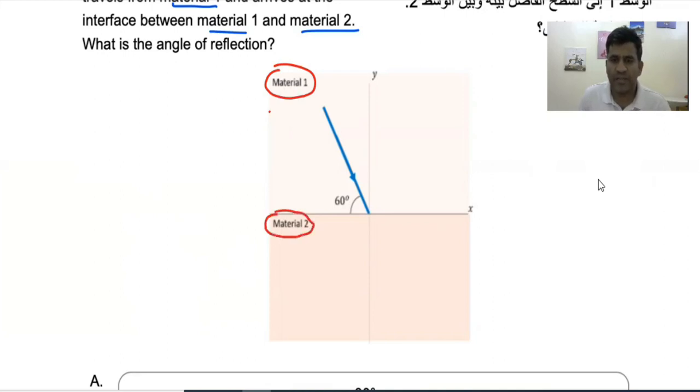When it hits the boundary of materials 1 and 2, the point where it hits, the line there is said to be the normal. This is the y-axis which has been represented here, it is called the normal. Now what is the angle of reflection? As I said, when the light ray hits the boundary, two things happen. Part of the light will be reflected, it goes back like this. This is called the reflection.